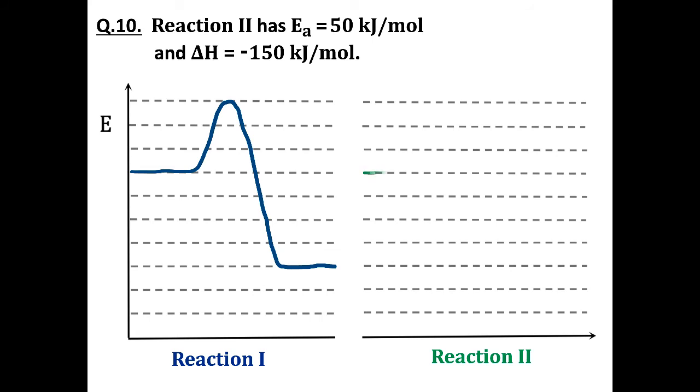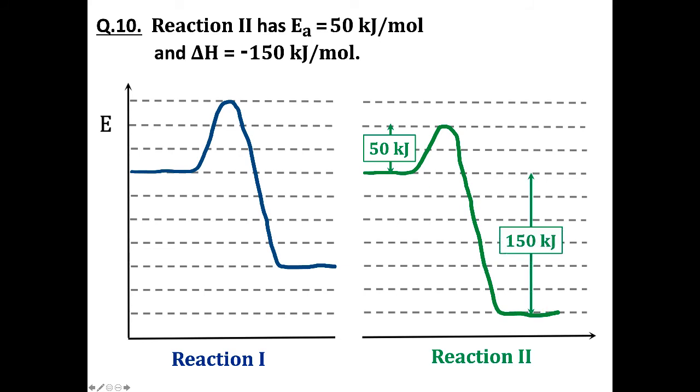And hopefully you drew something that looks kind of like that. Starting at the same energy, just for comparison purposes, the energy hill going forward is 50 kilojoules. Notice that's a smaller activation energy than for reaction 1. And then delta H is negative 150, so that's also an exothermic reaction. From the reactants to the products, that difference of 150 kilojoules is a bigger energy difference than for reaction 1. So that's what the energy profile looks like for reaction 2.